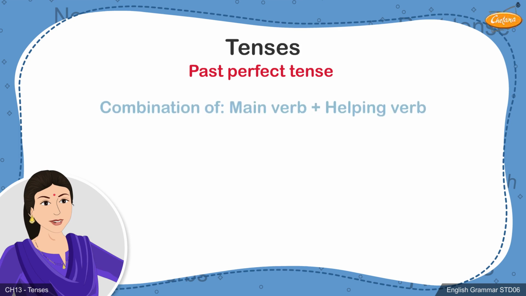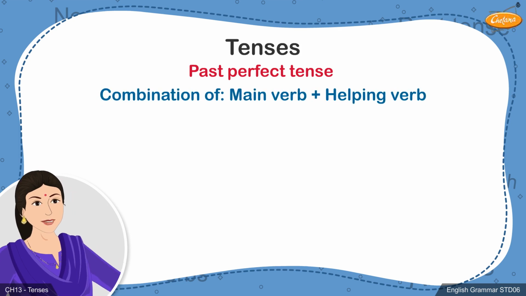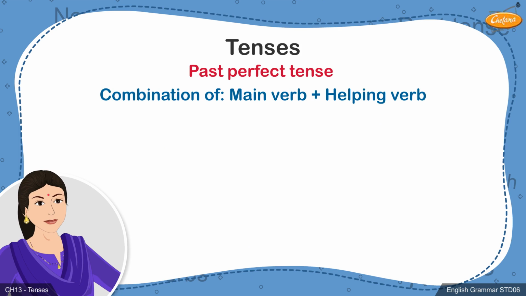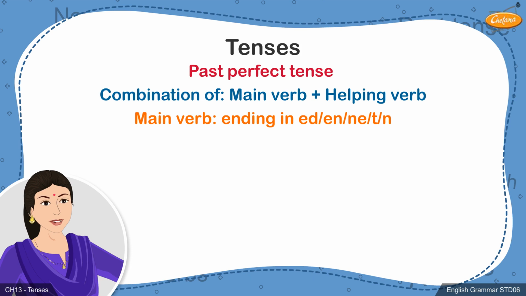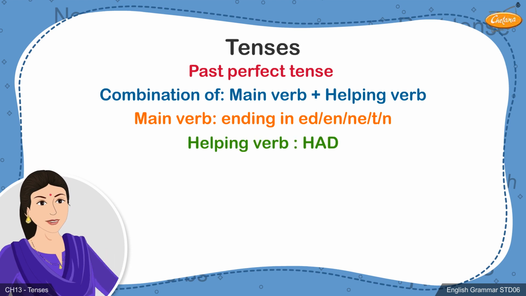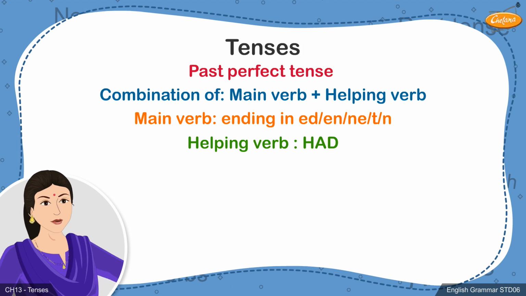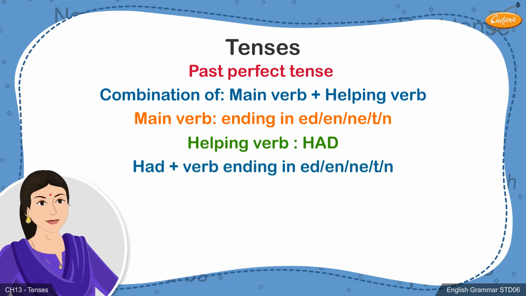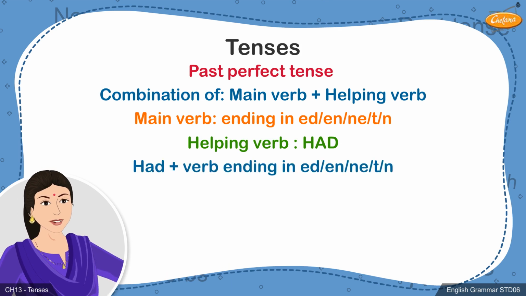A past perfect tense verb is also a combination of helping verbs and a main verb. The main verb here again would end with the letter ed, en, ne, t, n. The only helping verb used in past perfect tense is had. Therefore, a past perfect verb would be of the form had plus verb ending in ed or en or ne or t or n. Let's have a look at a couple of examples.